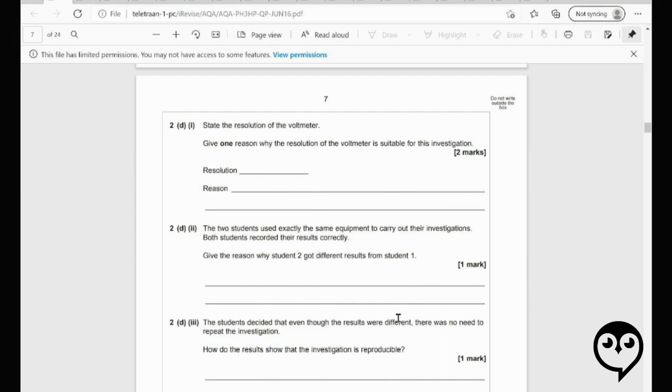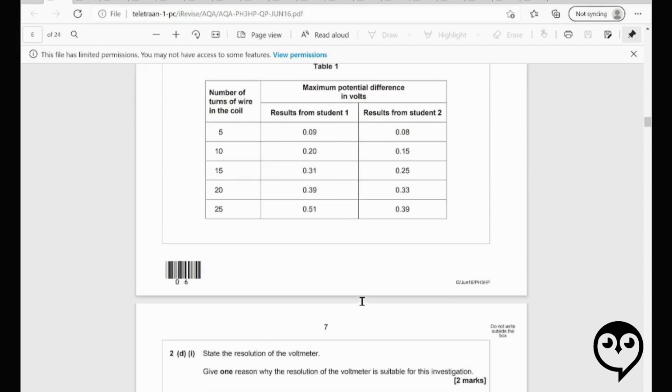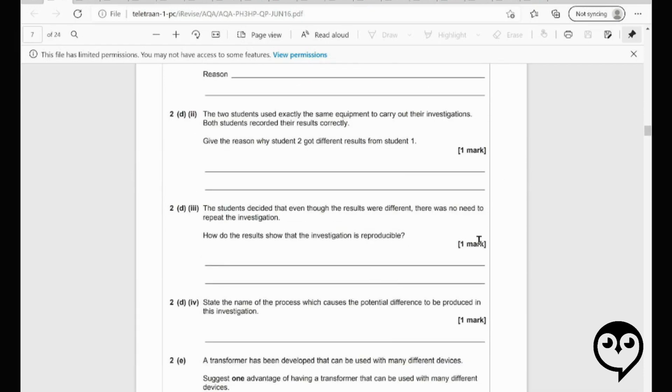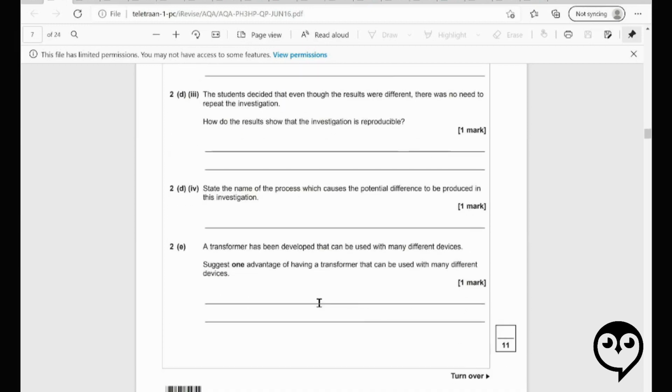The students decided even though the results were different, there's no need to repeat the investigation. How do the results show the investigation is reproducible? I mean, they're kind of close. I'm not sure what they're looking for here because it's only 1 mark, but we'll see. Name the process which causes the potential difference: electromagnetic induction.